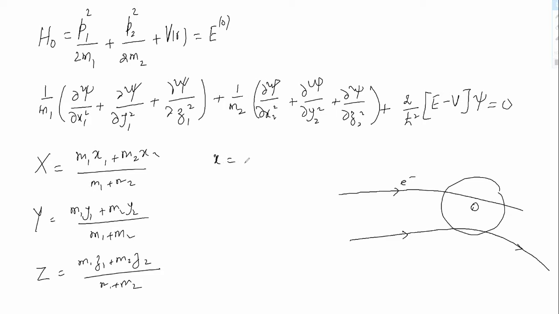that I should write x equals x2 minus x1, y equals y2 minus y1, and z equals z2 minus z1. Therefore, instead of x1 y1 z1 for the particle 1 and x2 y2 z2 for the particle 2, we are defining in terms of center of mass coordinate and relative coordinate. Is it all right? And then instead of del square psi by del x1 square, I will try to rewrite this in terms of capital X and small x and so on. Okay.